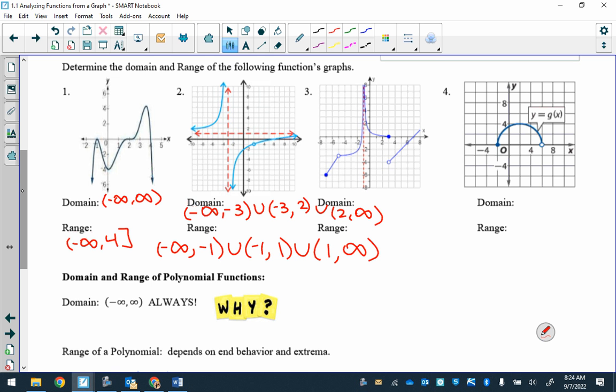Number 3, these stop at 8. There's no arrows, so we're just assuming they're solid points right now. What do we have? Go one piece at a time, looking at the domain. Where do we start? Go ahead, Ella.